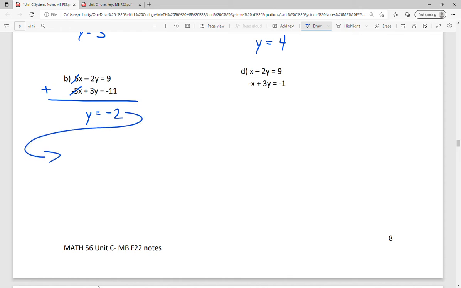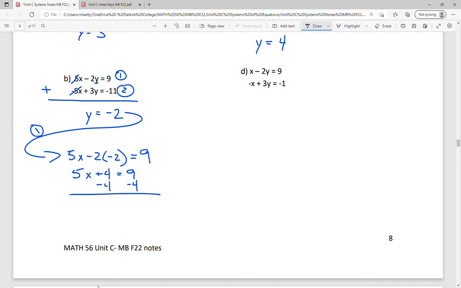Halfway there. Whoops, I didn't number them again, my goodness. So subbing that into equation 1, I'd have 5x minus 2 times negative 2. I replace the y with that negative 2 equals 9. So 5x plus 4 equals 9. Subtract 4 from both sides. I get 5x equaling 5, or dividing both sides by 5, I get x equals 1. And putting this together, the solution is an ordered pair. That's the point where these two lines would intersect, and that would be my answer.